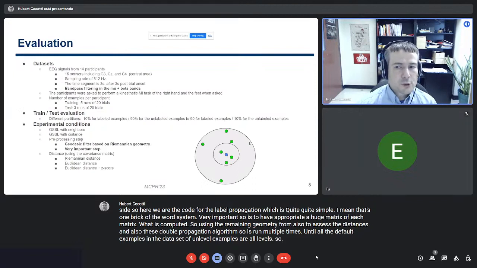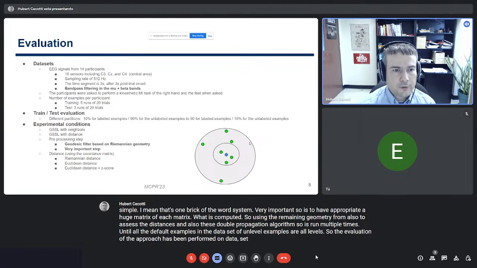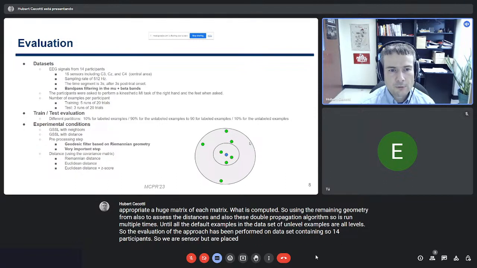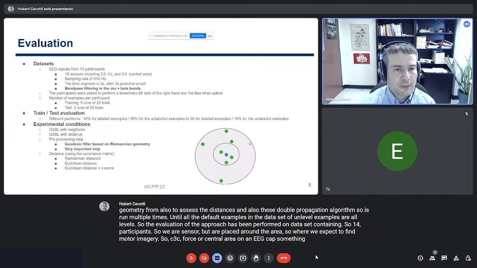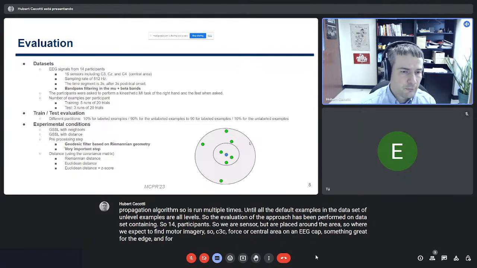The evaluation of the approach has been performed on a dataset containing 14 participants. We have sensors placed around the area where we expect to find motor imagery: C3, CZ, C4, the central area on an EEG cap, with a sampling rate of 512 Hz. For the time segments, as I mentioned before, we're considering 3 seconds.